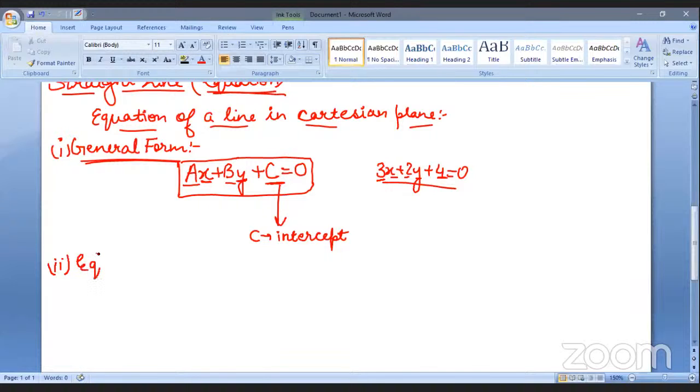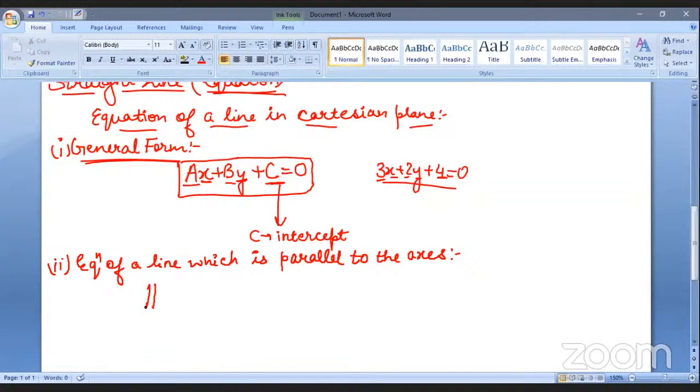What will be the equation of a line which is parallel to the axis, right? So if a line is parallel, this is the sign of being parallel to something. So if a line is parallel to x axis, so what will be its equation? Okay, anybody would like to answer?